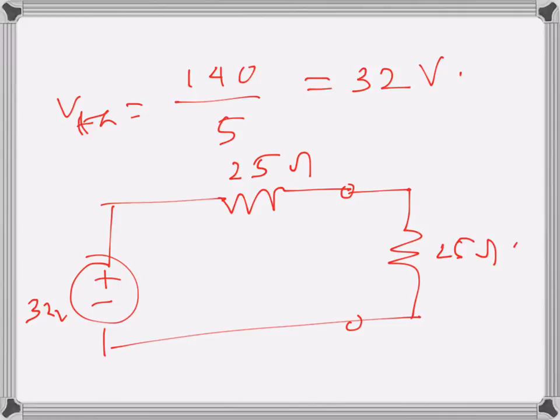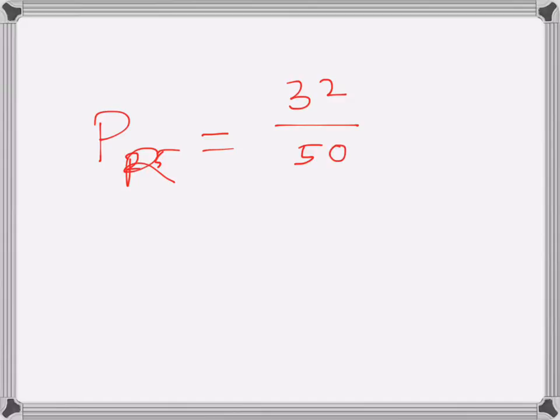Now we just need to find what is the power transferred to this resistance, 25 ohms. So basically we have the power transferred to R, P25, or let's say PR, will be 32 is the total voltage, divided by total resistance is 50. So that's the current, I square times 25.